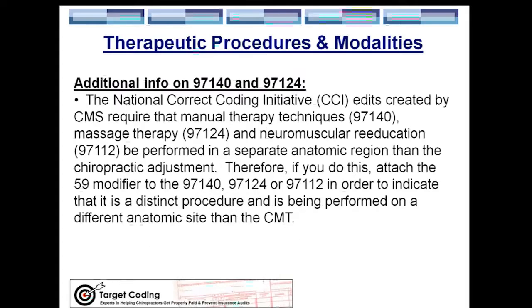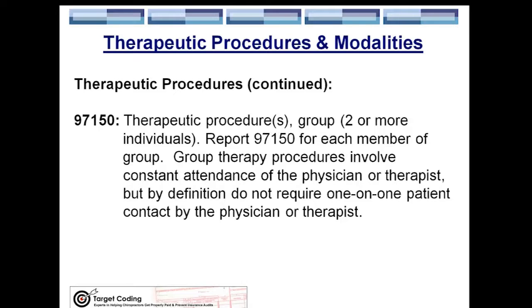Now, for chiropractors, let me just give you a little heads up here. The National Correct Coding Initiative says that if manual therapy, massage, or NMR is going to be performed on the same day as an adjustment, it should be in a separate anatomic site. So if you do that, add the 59 modifier to any one of those three codes. Physical therapists don't have to worry about that as much because there's no bundling in a physical therapy practice with the chiropractic adjustment codes. Next, we have the group therapy, 97150, 2 or more people exercising in an open area.